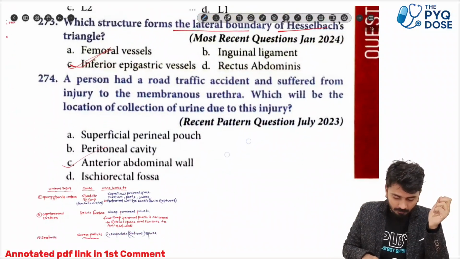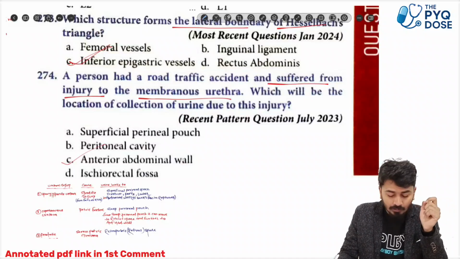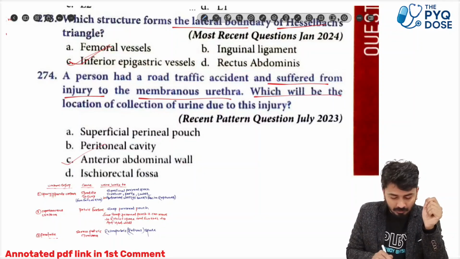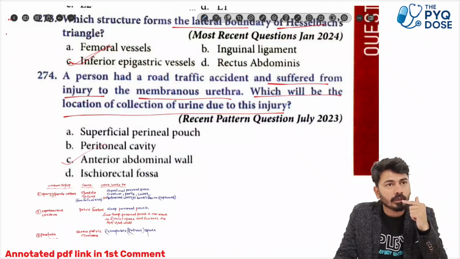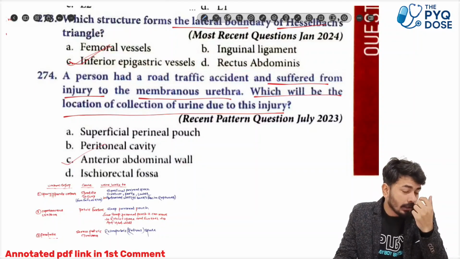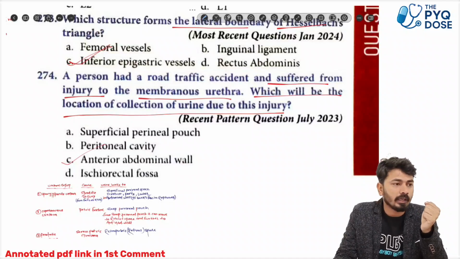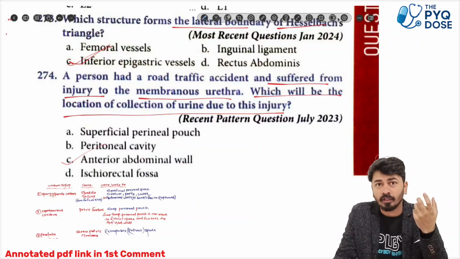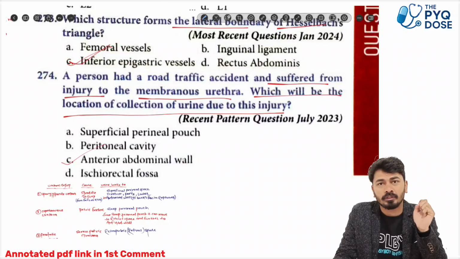Okay, next, a person had a road traffic accident and suffered an injury to the membranous urethra. The injury is to the membranous urethra. Which will be the location of collection of urine due to this injury? If you attend Dr. Azam's anatomy lecture, he will tell you, like most of you have attended his LRR sessions, and like the one shot he taught on YouTube also. There also he told that there will be one question.